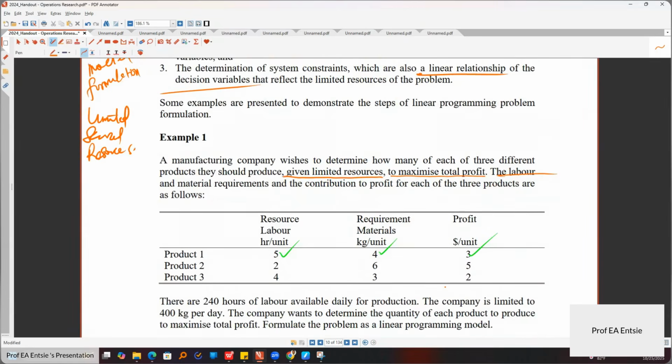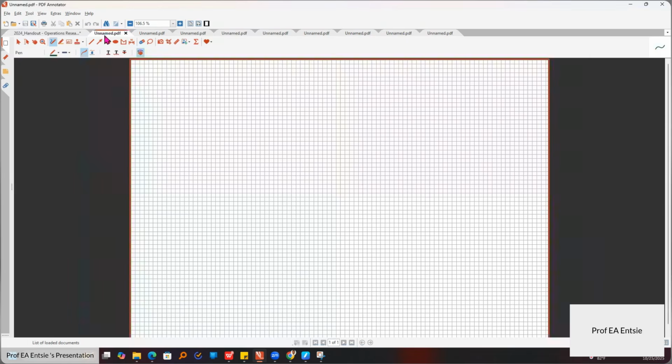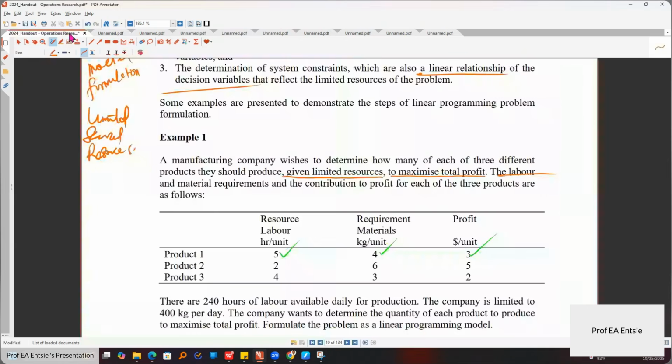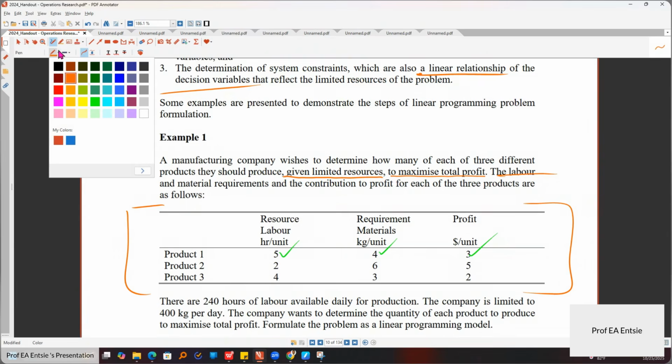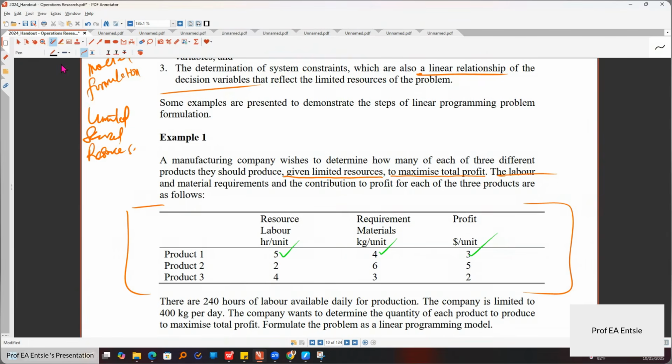So we will not waste time. Let's quickly jump into the first example and solve it. Let me change my color. Let me use black. All right, so let's go to the whiteboard. Let's read the question first. Example one: a manufacturing company wishes to determine how many of each of three different products. We have three different products here.